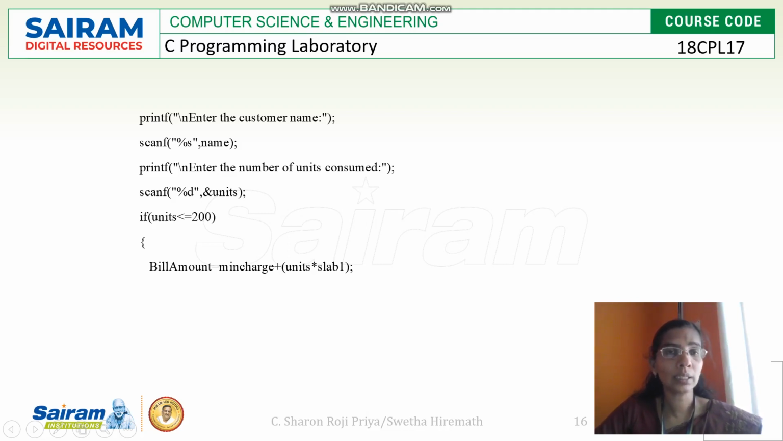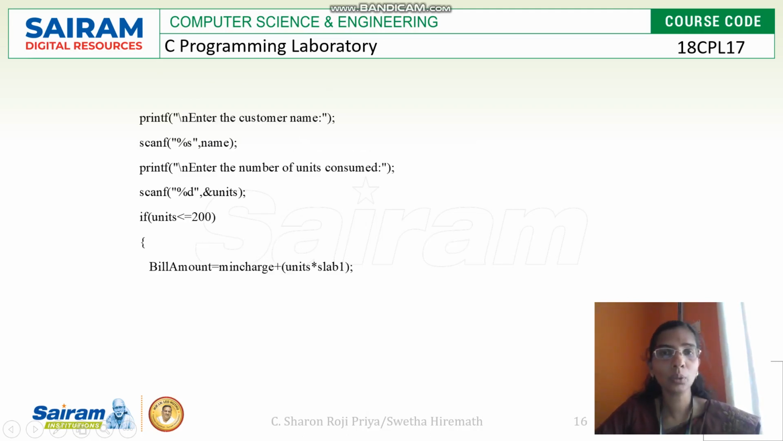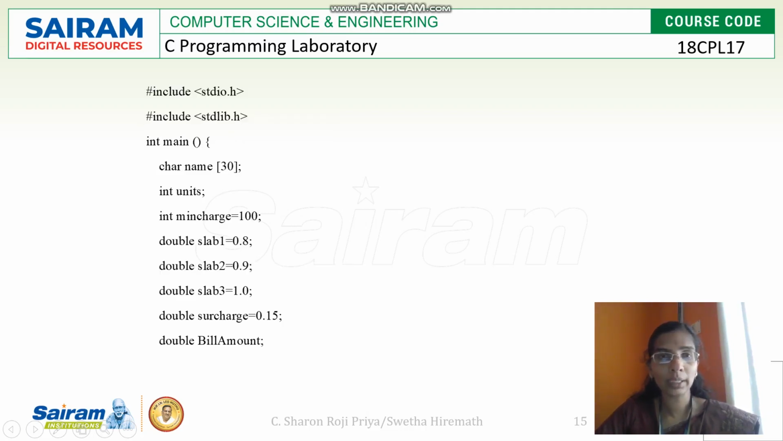If units is less than 200, as you know, my first slab is 80 paisa. So units into slab 1, but every user has the minimum charge. So bill amount will be min charge plus units into slab 1. Slab 1 is 80 paisa.